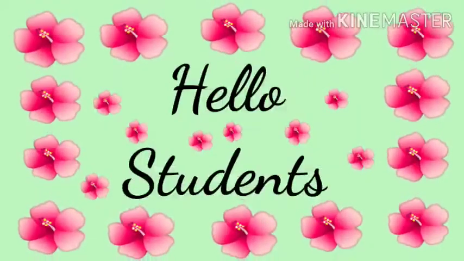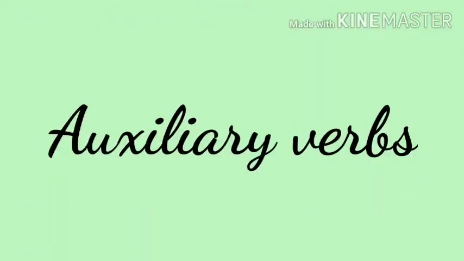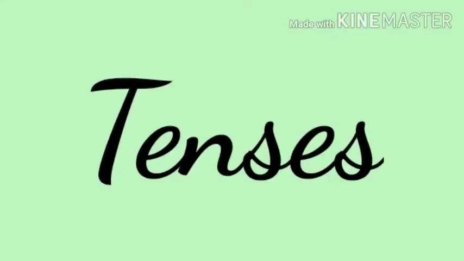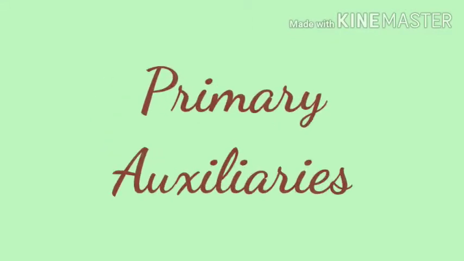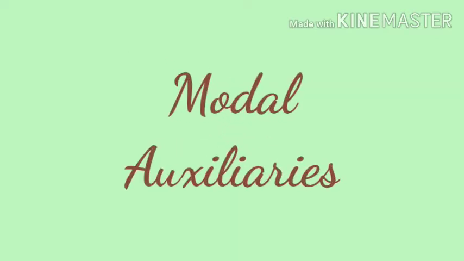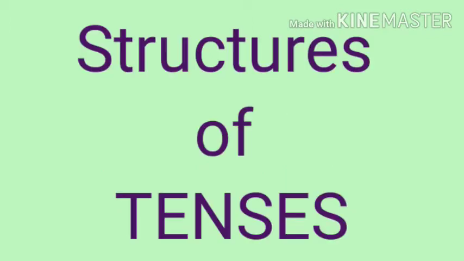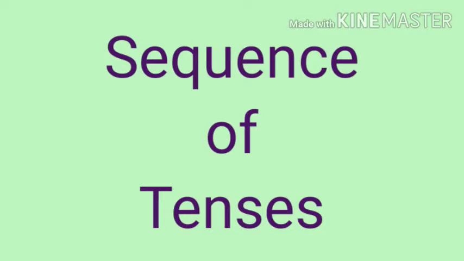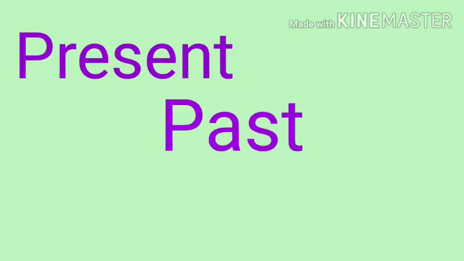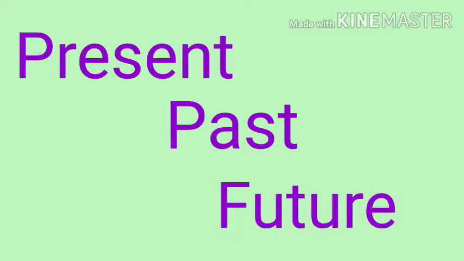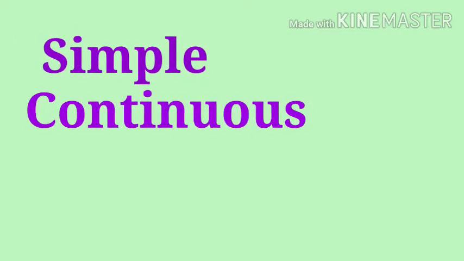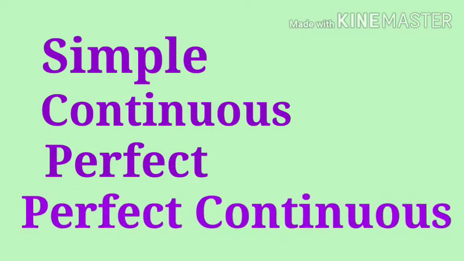We have gone through all the auxiliary verbs as well as the tenses. Now all of you are familiar with primary auxiliaries as well as the modal auxiliaries, and I am sure that you have gone through all the structures of tenses. You remember the sequence of the tenses? See, what is the sequence? Present, past and then future, and their subtypes: simple, continuous, perfect and perfect continuous.